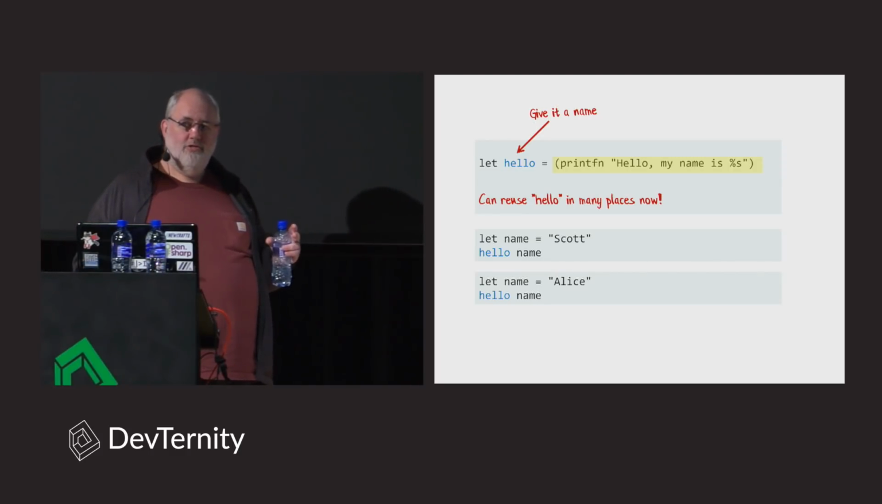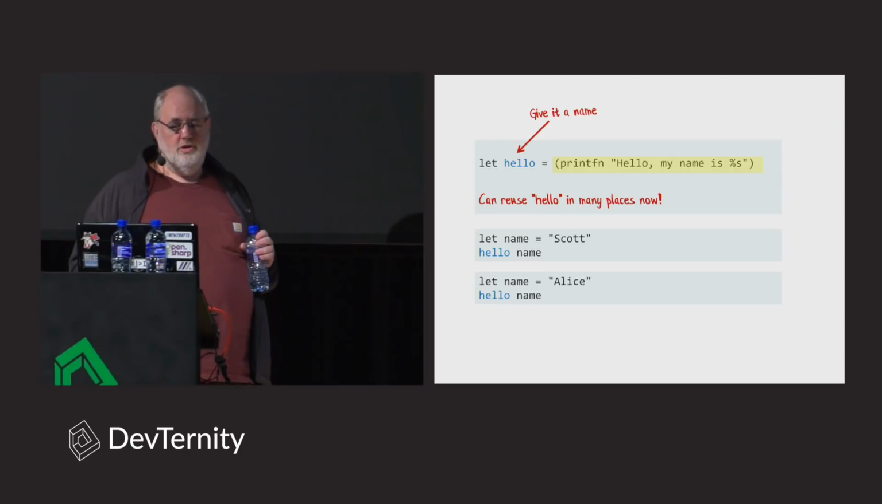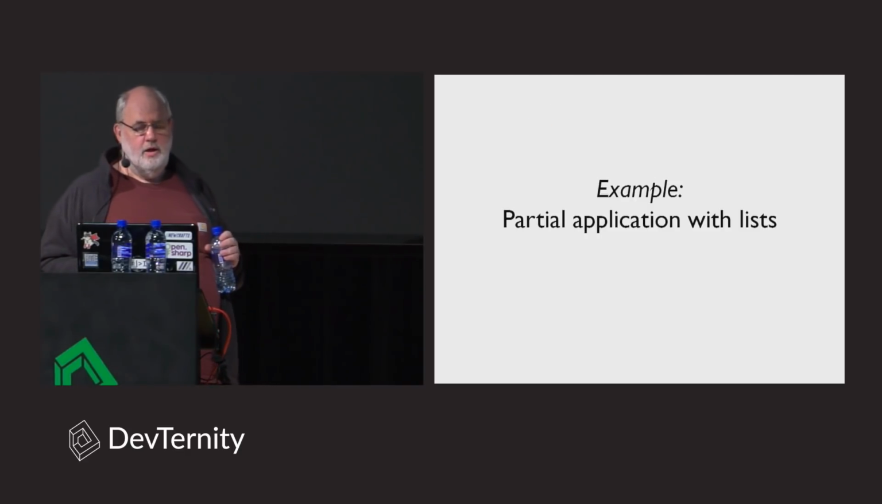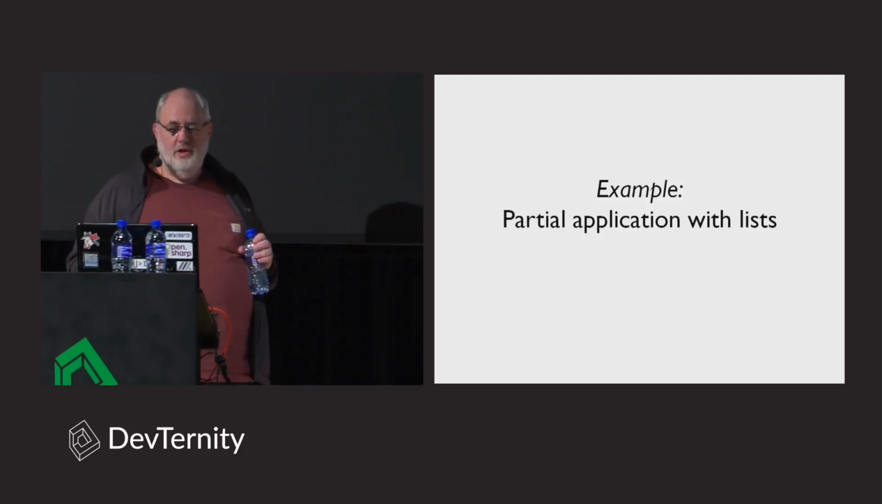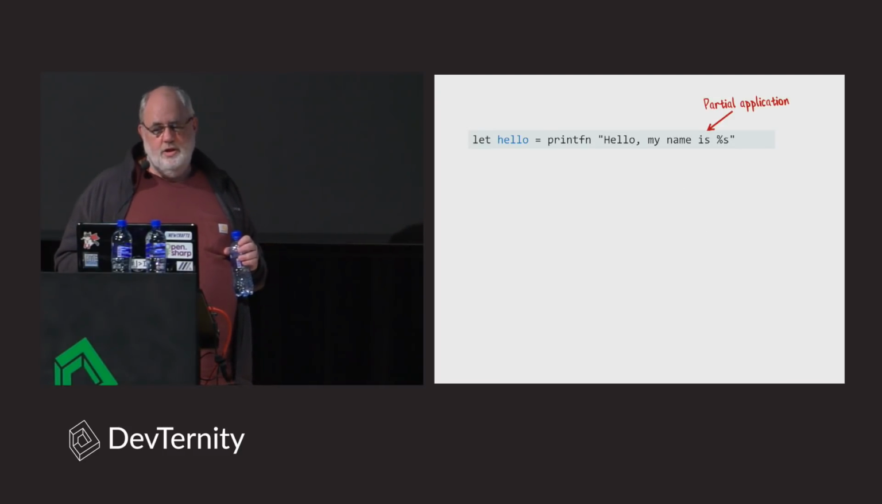So without doing any extra work, I've now got a reusable piece of code. I didn't have to create a subclass or anything like that. I could just use it straight away, just using partial application. So it's a really, really important technique in functional programming, partial application. Let's use it with some lists. Okay, so there's a partially applied print function.